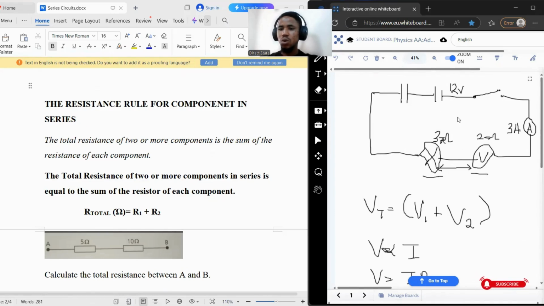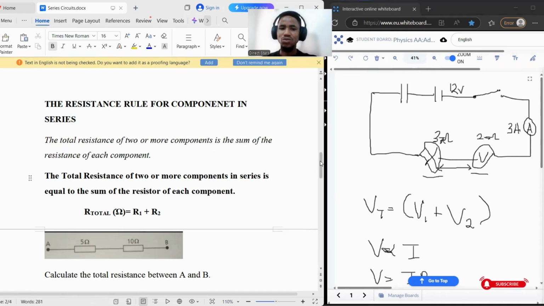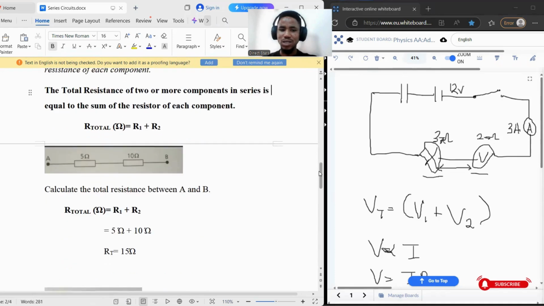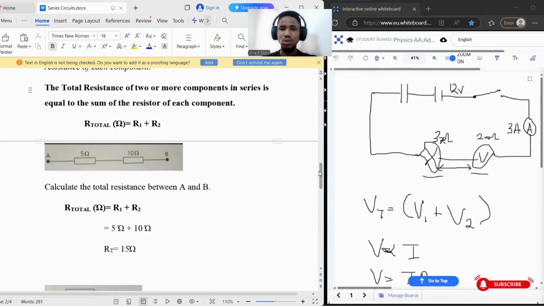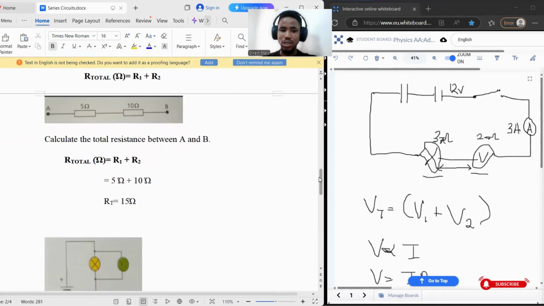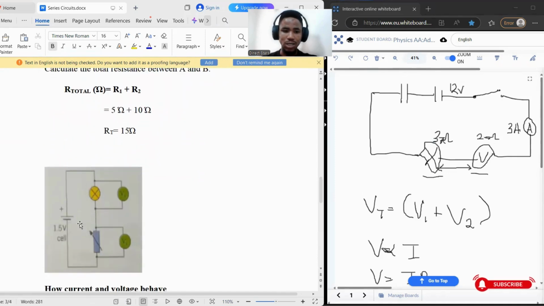So what I'm saying now is that the 12 volts passing through this will be shared because of the resistors, 2 ohms and 3 ohms. But the 3 amps passing through this circuit will be constant in both the 2 ohms and 3 ohms. So that's what we call the total resistance in the circuit. To calculate total resistance in the circuit, we just need to add all the resistances in that circuit, and that gives us the total resistance in a circuit.